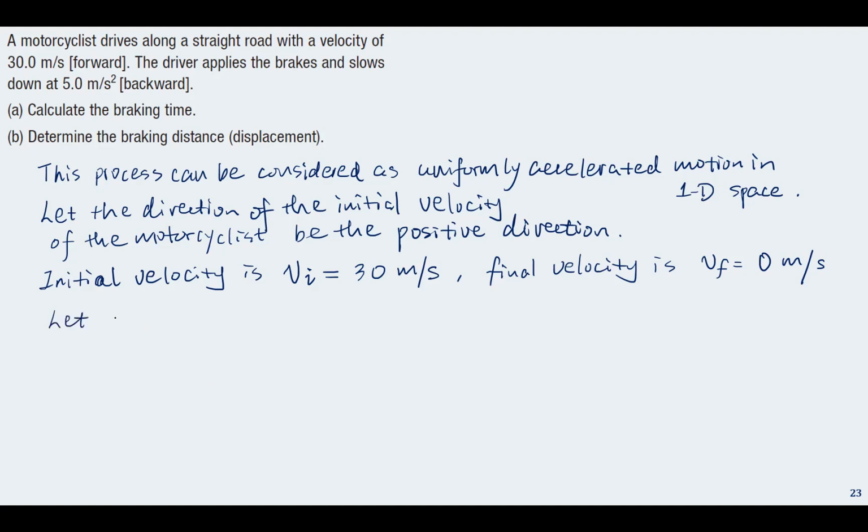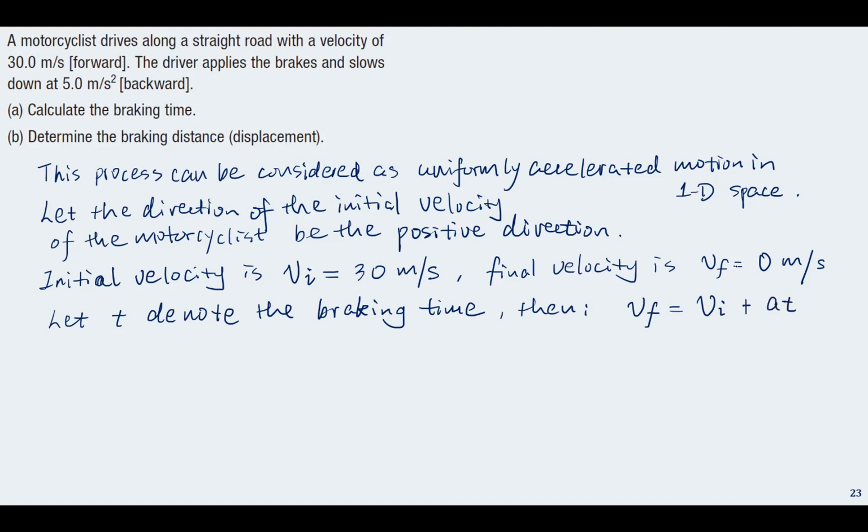So we can say let t denote the braking time, which means the time interval taken for the driver to stop, okay? Then we have the following relationship. Vf equals vi, initial speed, plus at, right? That's what the model tells us. Final velocity equals initial velocity plus at.